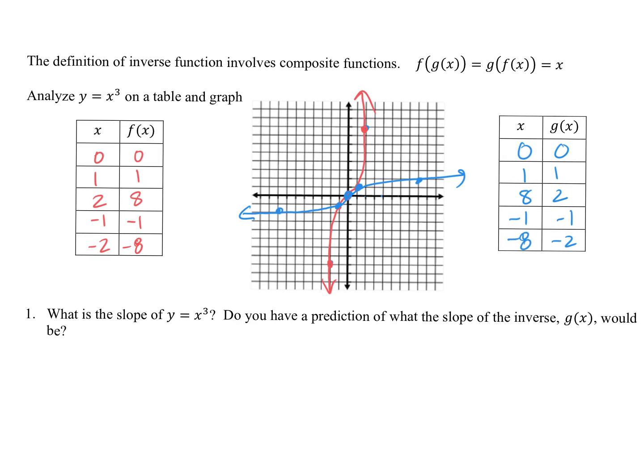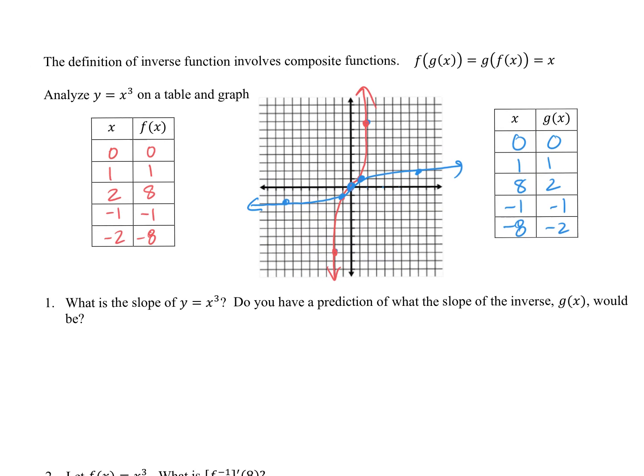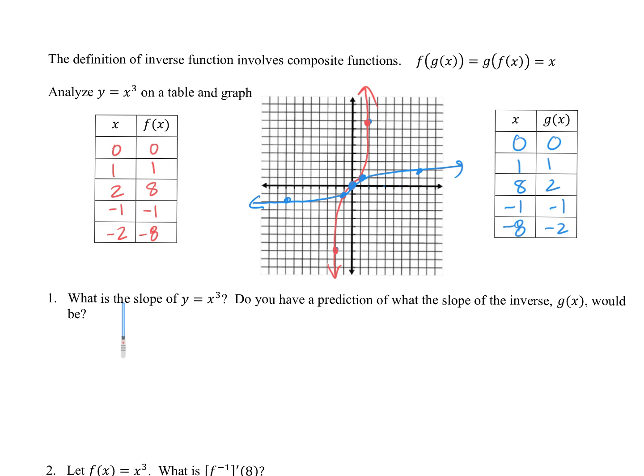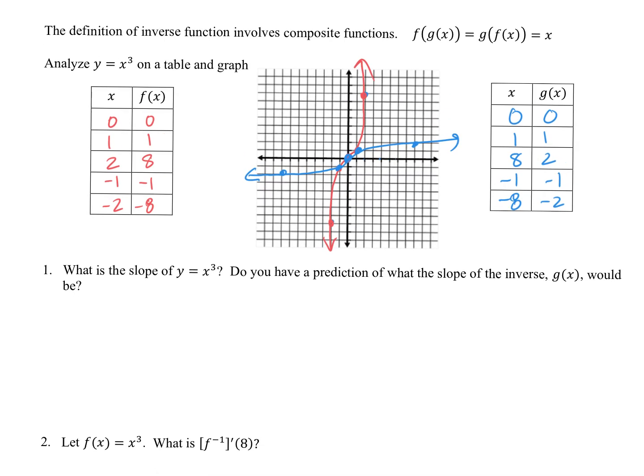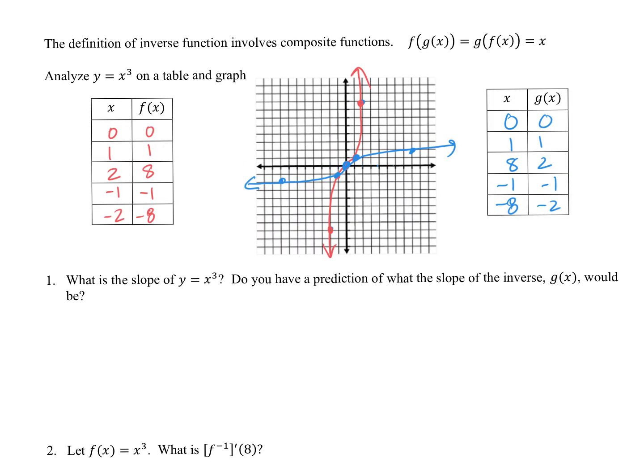So here's what we got to take from this. This is what AP is going to ask. It says, hey, what's the slope of x cubed? And we already know this, you guys. What's the slope of y equals x cubed? Let's go do that with our derivative. What would the slope of x cubed be? dy/dx would be 3x squared.